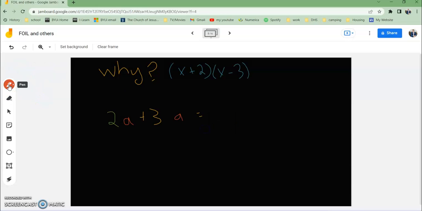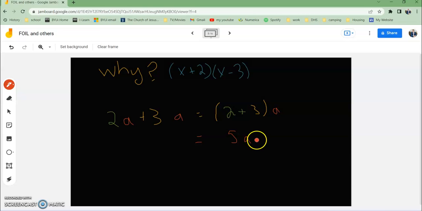So say we have the 2 plus 3. Write that in yellow. 2 plus 3, and all of that times a. That's essentially what we just did. We just did 2 plus 3. And that's how we got the 5a.